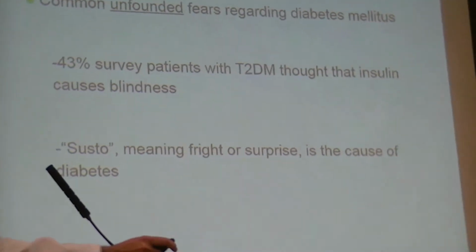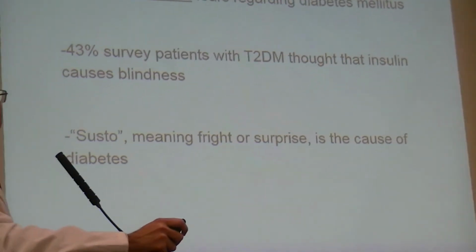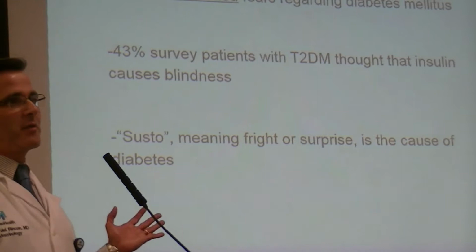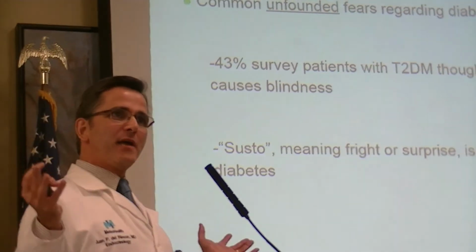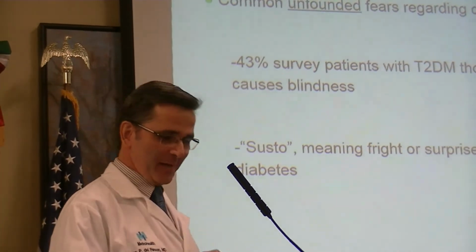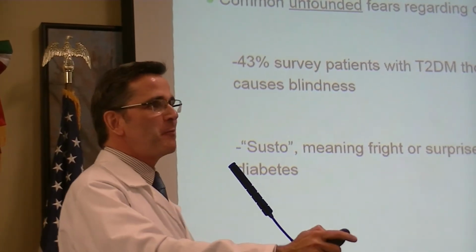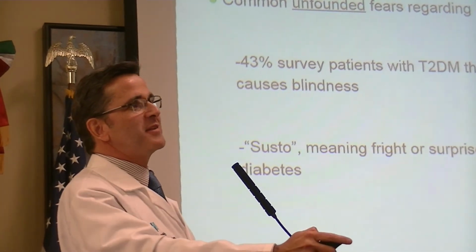Another very interesting one, one of my favorites, the so-called susto. Susto means like fright or surprise. It means that there was a startling event and that led to diabetes. A lot of people believe that. That's very, very common, and you won't be able to convince sometimes people that this is not the case. In reality, in many cases, it doesn't matter.